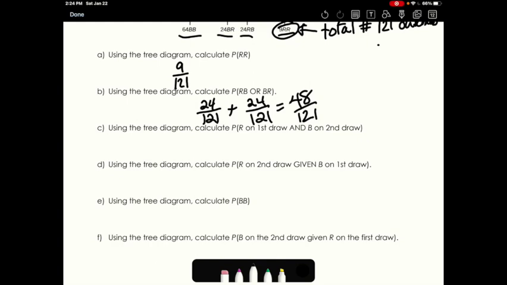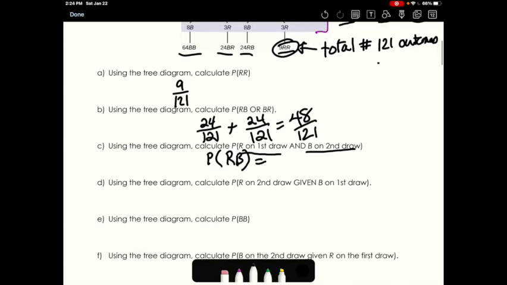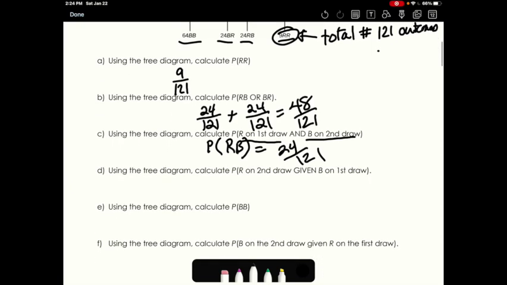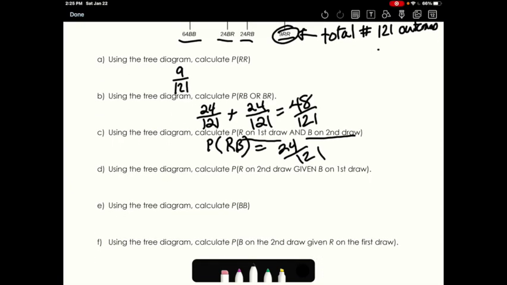Okay, part C says use the tree diagram to calculate the probability of getting an R on the first draw and a B on the second draw. So specifically, it's telling you which draw you're collecting which color on. This is an R and then a B. So we're looking for the probability of RB, which we know is 24 out of 121.